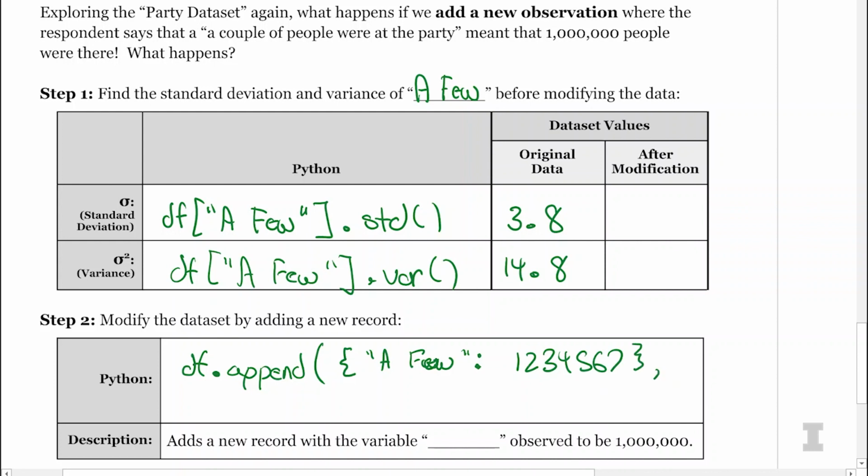Then we need a comma, and we just want you to insert it anywhere. We don't care where it's inserted. So after the curly brace and the comma, we're going to say ignore index is equal to true. This allows us to combine our data set values, which comes from our survey, and a new value that we just want to hack in. We just want to stick it in there.